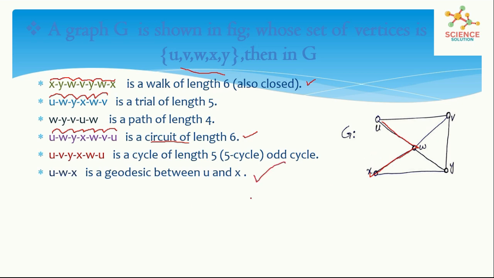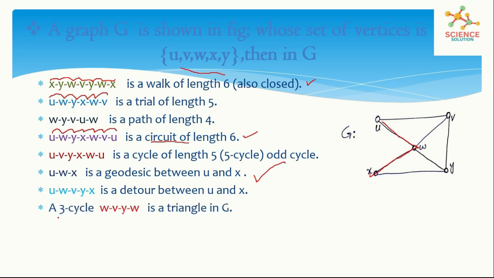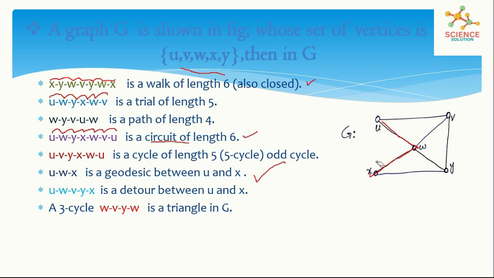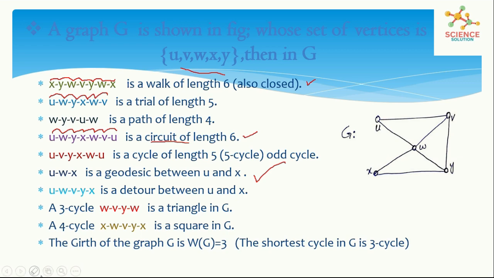A 3-cycle can be seen starting from W to V and then V to Y and Y to W is a triangle in G. A 4-cycle X to W, W to V, V to Y, Y to X is a square in G. The girth of the graph G, g of G, is equal to 3. The shortest cycle in G is a 3-cycle.